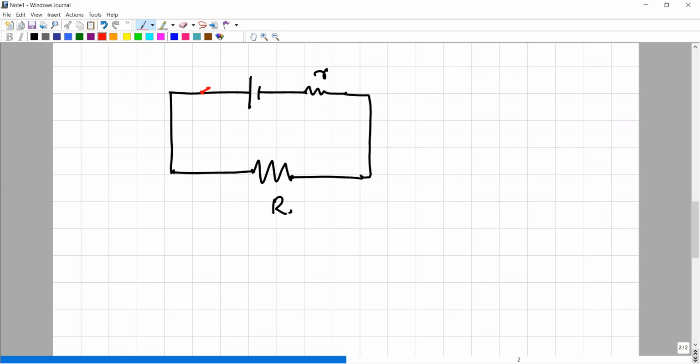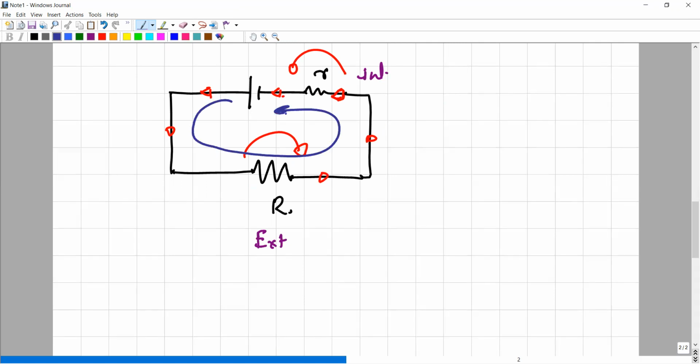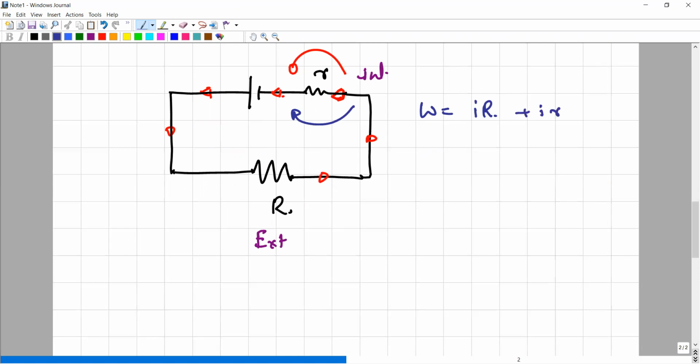Now, if you consider that current is flowing in the circuit, then this current is doing work across this resistance and also across this resistance. So this current is doing work across both the resistances, external resistance and internal resistance. So if you consider the total work done by the cell in taking the charge around the circuit, then the total work done will be the work done against the external resistance, which becomes the current times the external resistance, and the work done against the internal resistance as well. So this will become I small r.